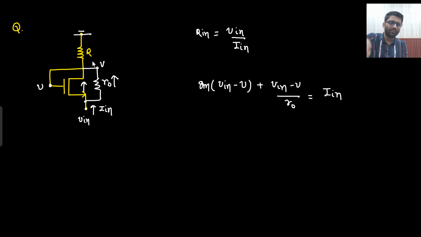And through this MOS, how much current is flowing? Gm into Vin minus V. Because I am writing down the current in the upward direction, so Vin minus V. So that is the equation. But what is the issue here?